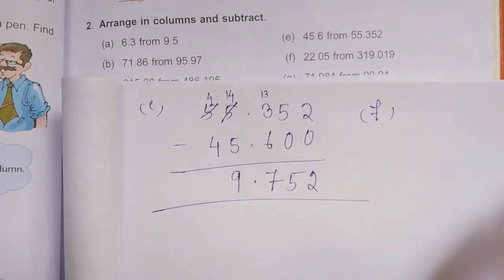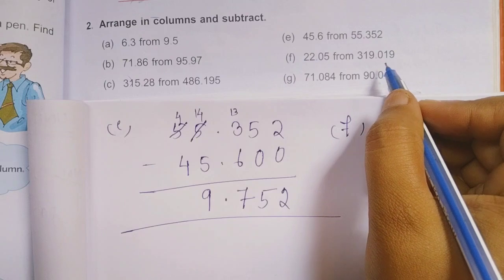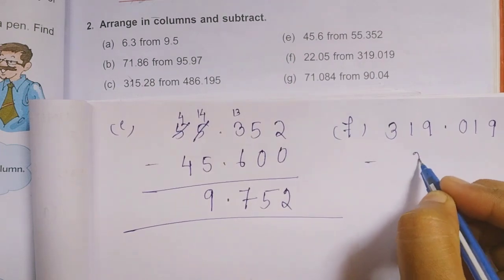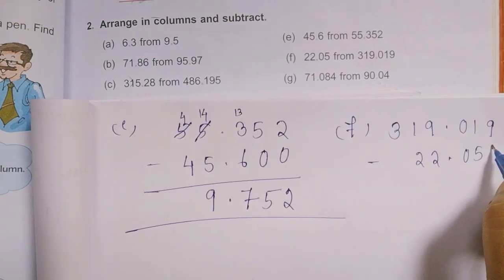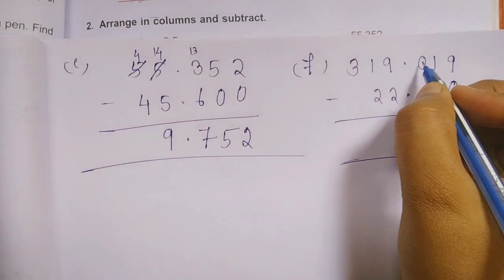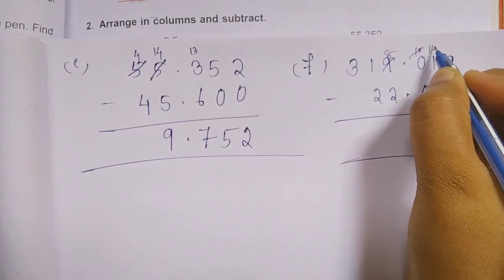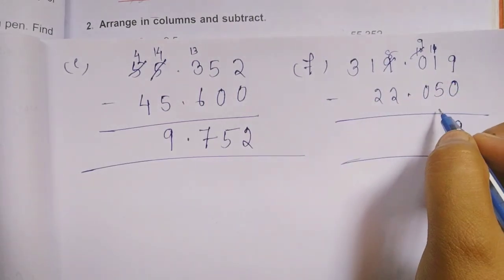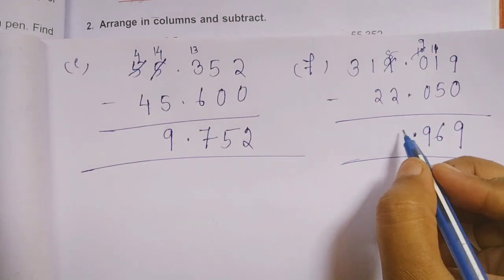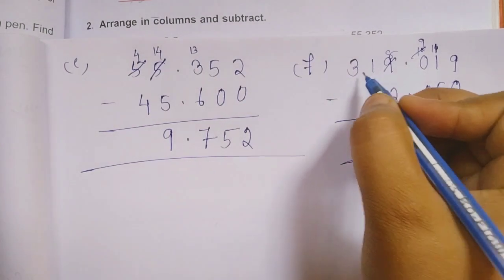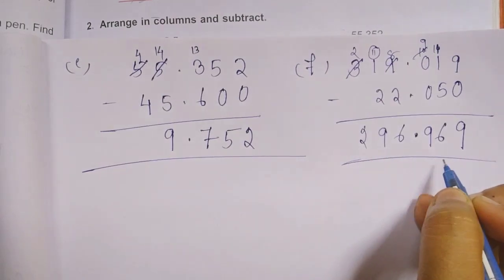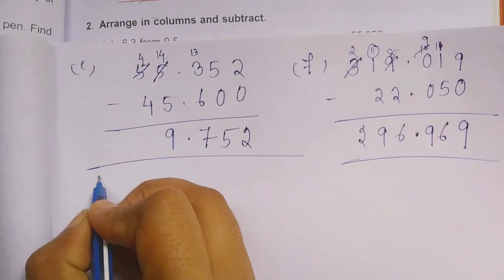Then next F. 22.05 from 319.019. So first I write 319.019. Then 22.05. Then we convert to like terms, so we put 1 0. 9 minus 0 is 9. 1 minus 5, we cannot subtract, we borrow. Then 11 minus 5 equals 6. Then 9 minus 0 is 9. Then you put the decimal. Then 8 minus 2 is 6. Then 1 minus 9, we cannot subtract, we borrow. Then 11 minus 2 is 9. Then 2. 296.969.